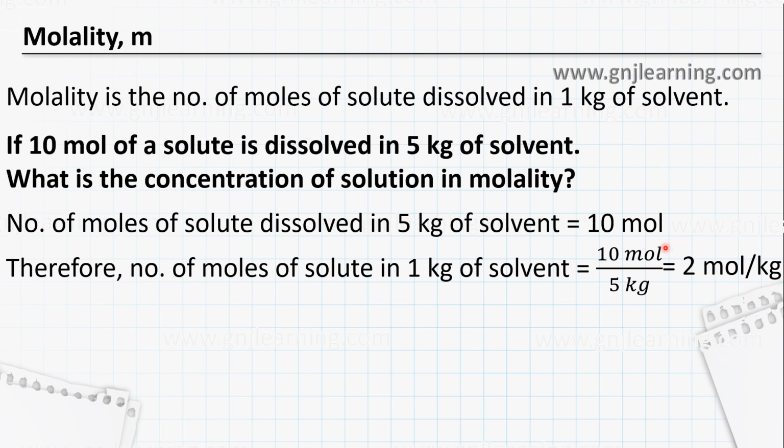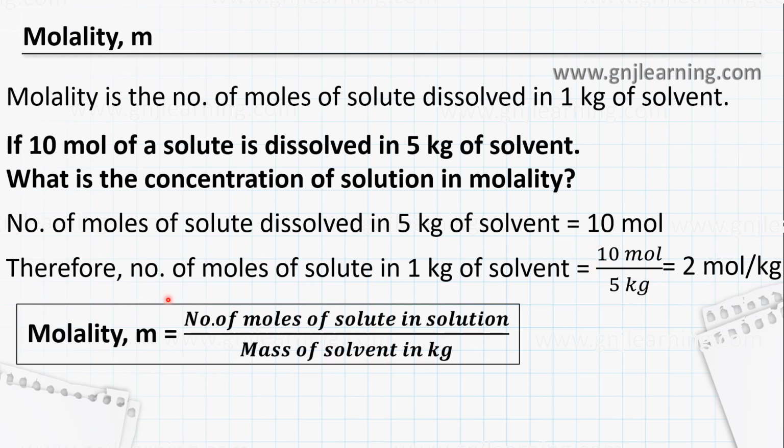So in the earlier one, in molarity, it was 2 mole per liter of solution, whereas this is 2 mole per kilogram of solvent. Clear? So from this, we have number of moles divided by mass of solvent in kilogram. So let's see, based on this, how to make an equation for molality. Molality, denoted by small m, is equal to number of moles of solute in solution divided by mass of solvent in kilogram.